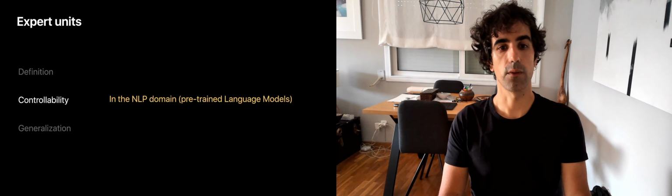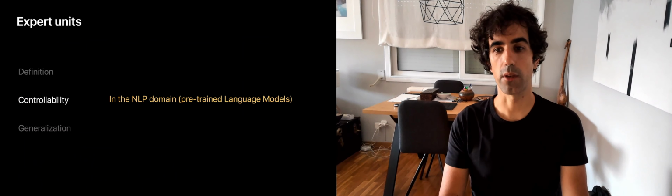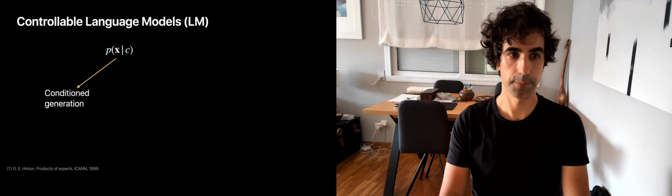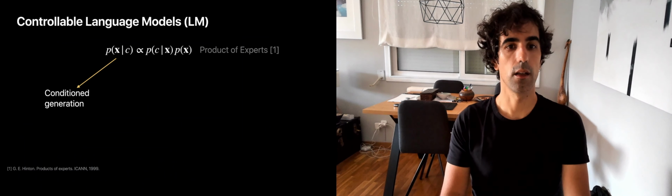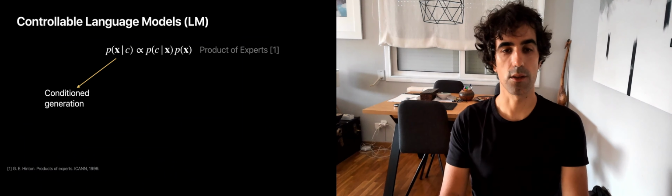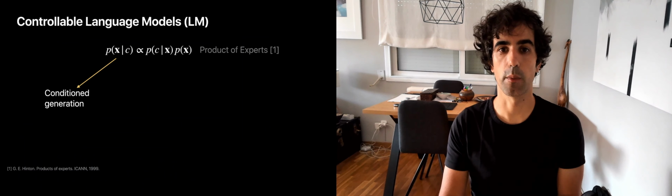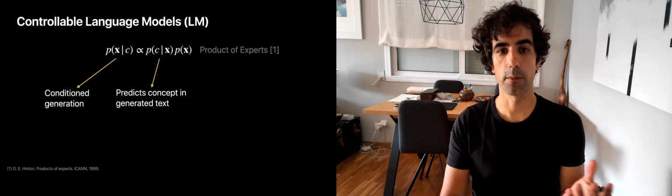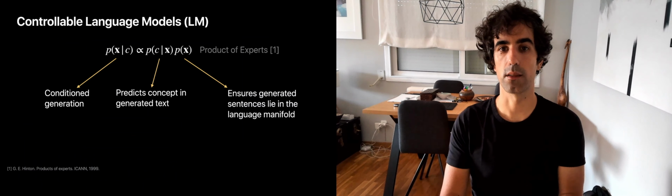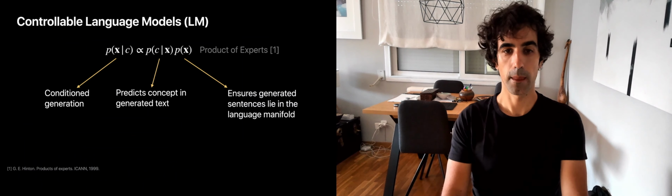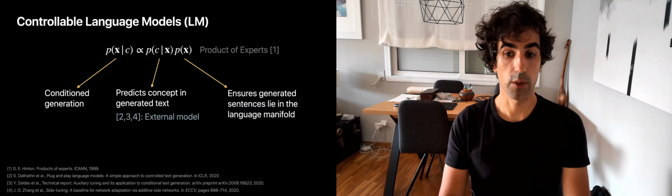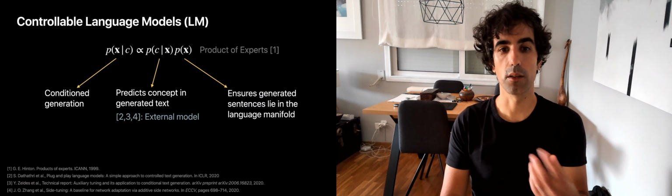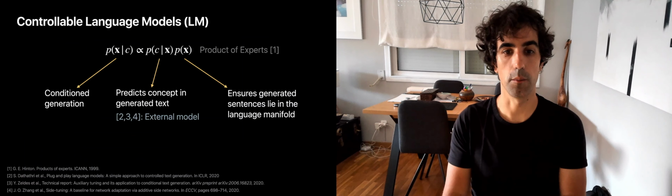That is very useful, for example, to control pre-trained language models in the NLP domain. We adopt the product of experts formulation by Hinton, which says that conditional generation is proportional to maximizing 2 probabilities. First one is an intermediate probability that predicts the concept in the generated text, and the second one is the typical language model probability. There have been a few works, recent works actually, that model these intermediate probabilities with an external model.